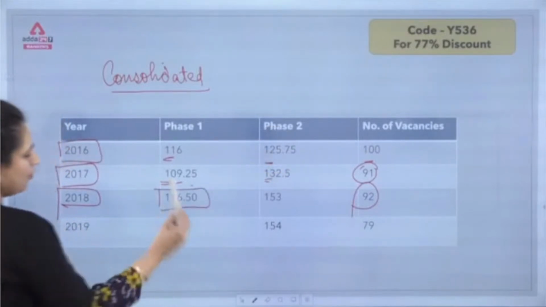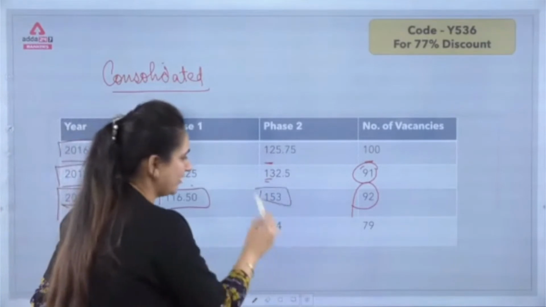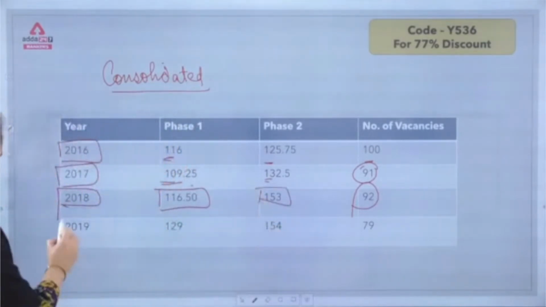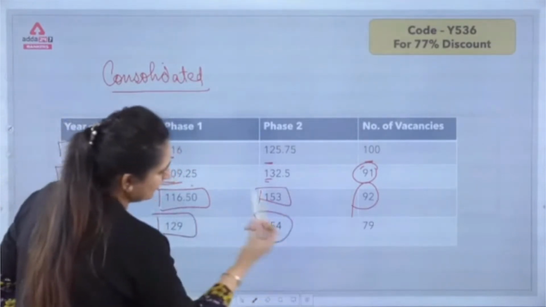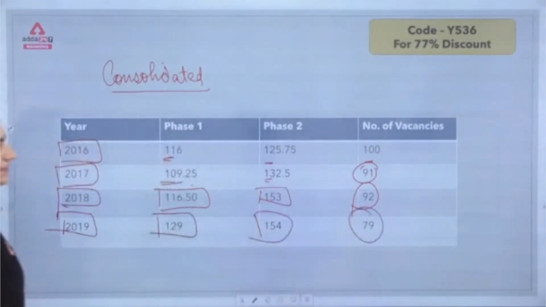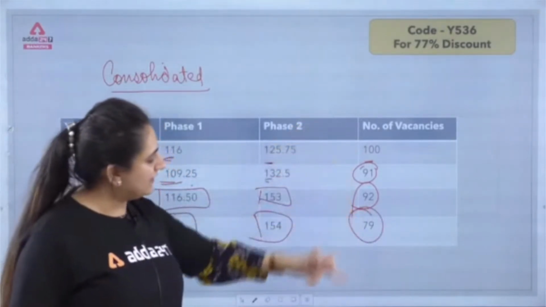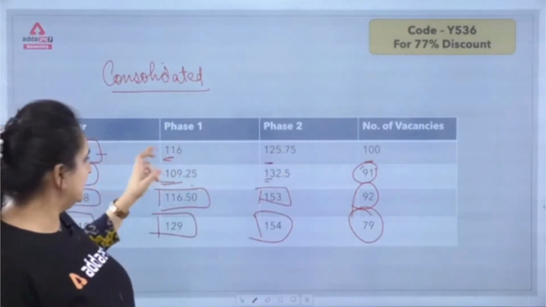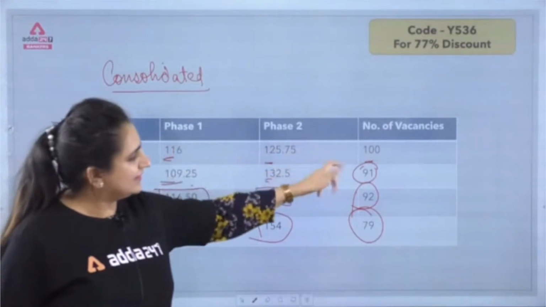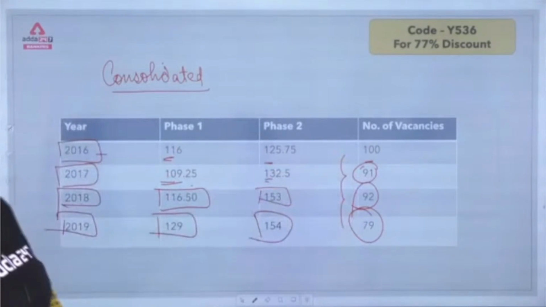And herein it was 116.50. In phase 1, phase 2 it was 153. In 2019, it was 129 and 154, and the total vacancies were 79. So you must have seen 100, 91, 92, 79. So initially they were quite high in 2016. Then the vacancies had fallen down only. You can just see this from the summarized sheet which I have made for all of you.